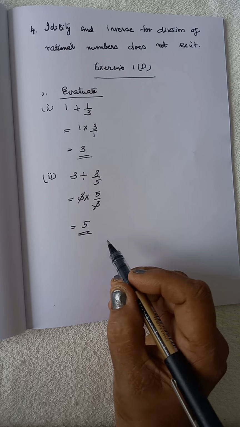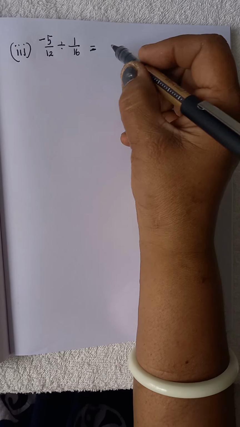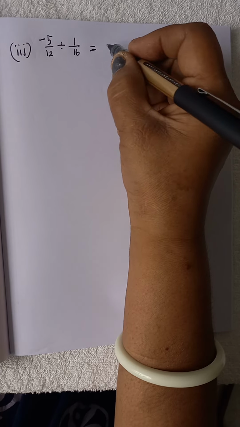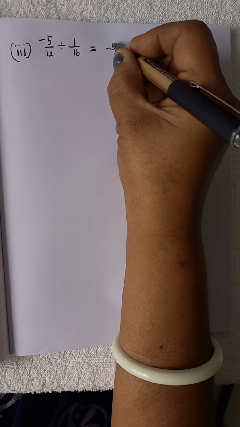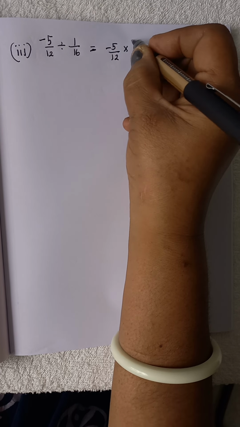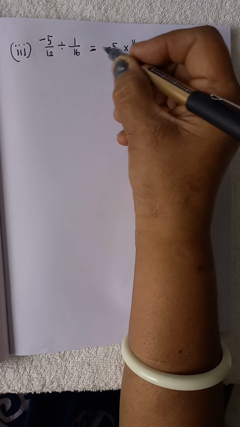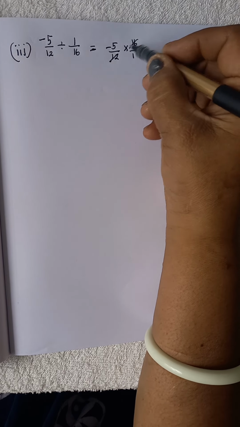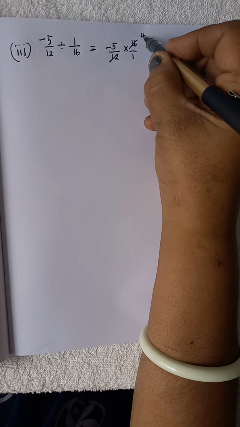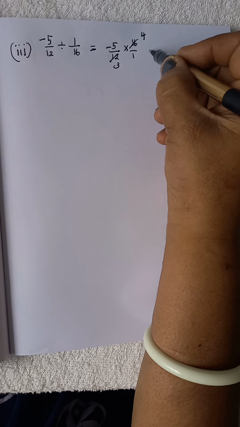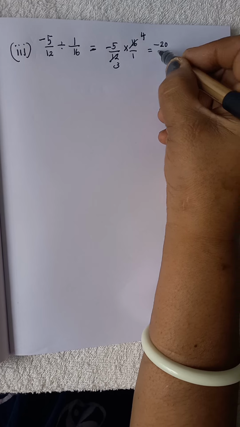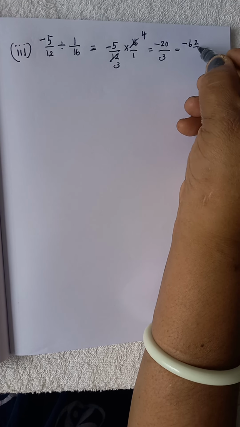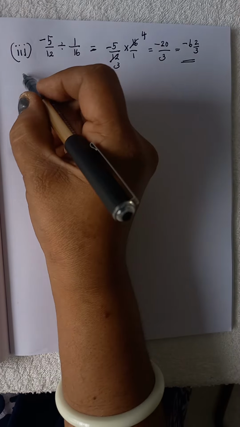Now, the third question is minus 5 by 12 divided by 1 by 16. That is equal to minus 5 by 12 into 16 by 1. That is, division is the inverse of multiplication. Now, we can cancel 12 and 16 by 4. 4 4s are 16, 4 3s are 12. So, this is equal to minus 20 by 3, and that is equal to minus 6 and 2 by 3.